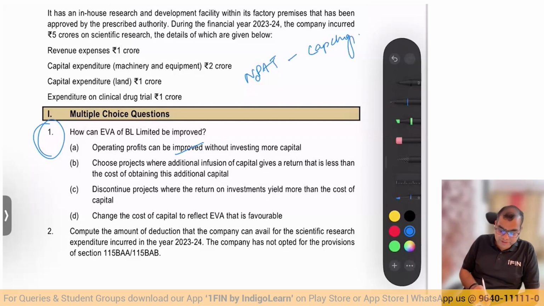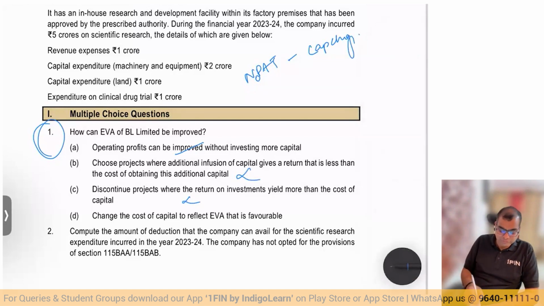Operating profits can be improved without investing capital. Of course, correct. Without increasing capital, you can improve operating profits by increasing the EBITDA margin or PAT margin and any of the margins. This is correct. Choose projects where additional infusion of capital gives a return that is less than the cost of capital. If you get a return less than the cost of capital, then your EVA will drop. This is incorrect. Then discontinue projects where return on the investment yields more than the cost of capital. Why will you discontinue a project that is giving more return? No, this is also wrong. Change the cost of capital to reflect EVA that is favorable. You will adjust numbers. This is also wrong. The answer is very clearly one. You need not even read the question, read the case.